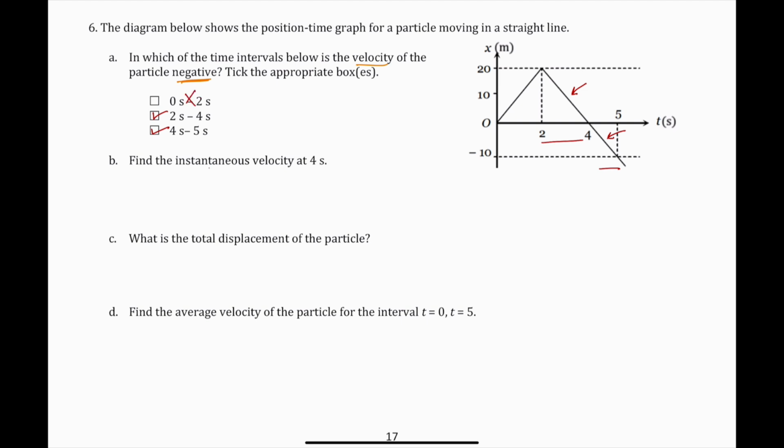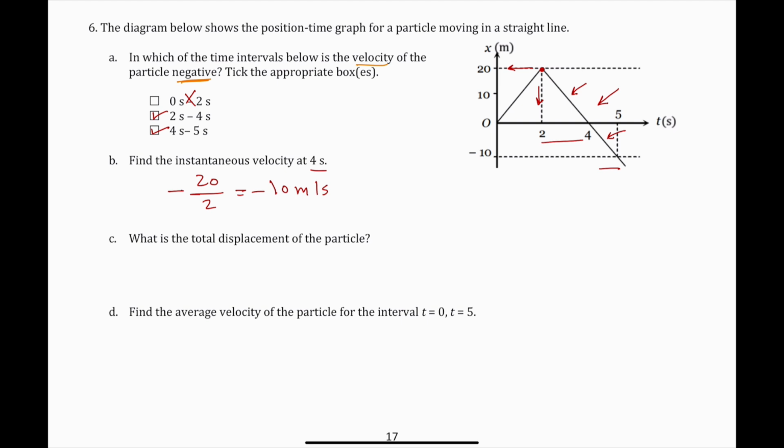B. Find the instantaneous velocity at 4 seconds. As the graph is constant, the velocity is constant here, so we can take this point. So it's 20 over 2, and it will be negative. So it's negative 20 over 2 because it goes towards the origin, in the opposite direction. So it will be negative 10 meters per second.